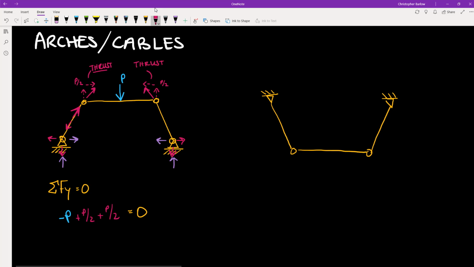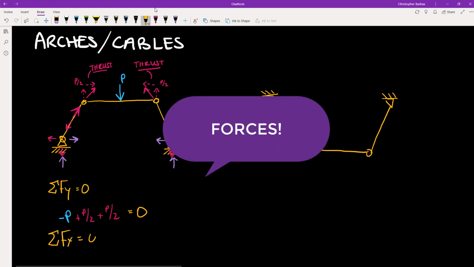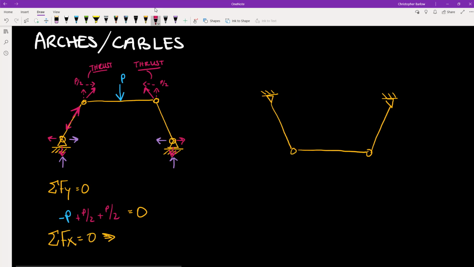on the right side. And once again, if we looked at our sum of forces in the x direction, if we called this one Fx, this would also be Fx. And so we would have Fx minus Fx equals 0.